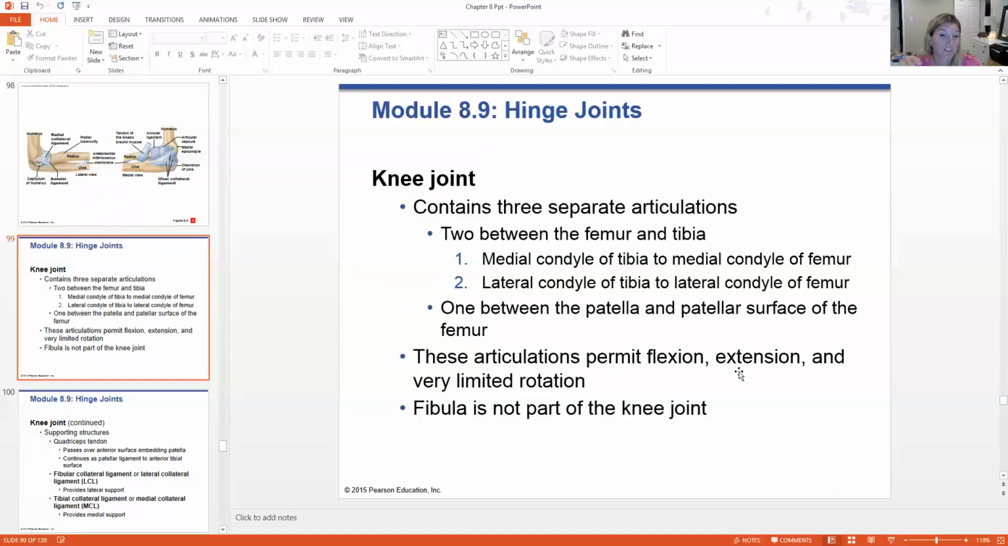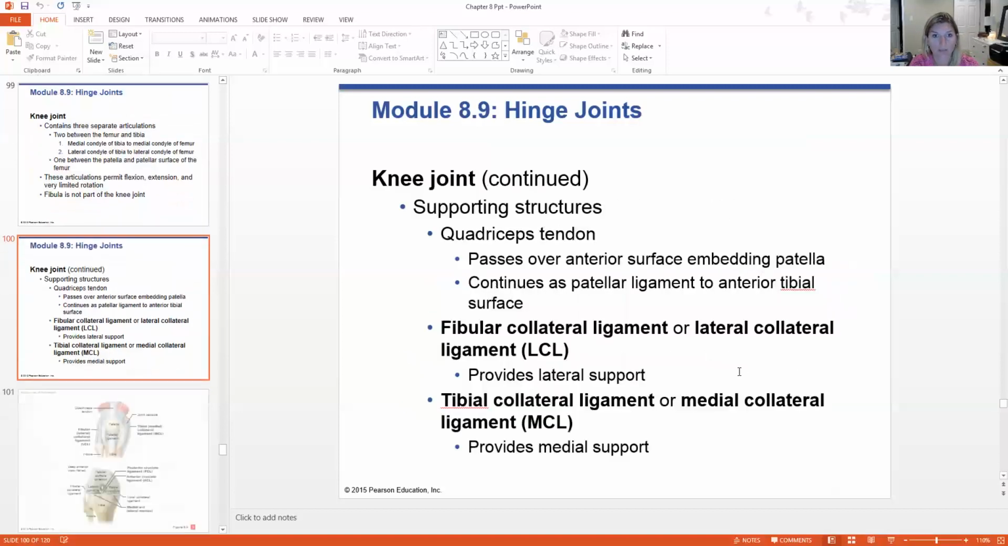They permit flexion, extension, very limited rotation. You know what happens if you rotate at the knee joint, right? That's that ACL snapping. The fibula is not part of the knee joint, as I said before.